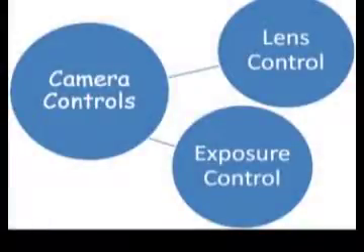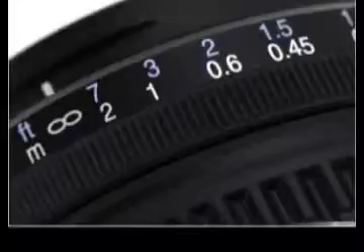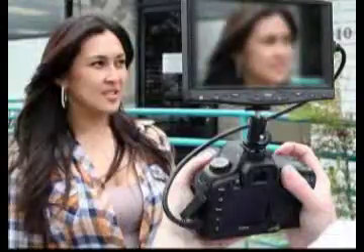Now, I will be talking about the camera controls. There are two types of camera controls which I have already explained. One is the lens control, the other is the exposure control. In the lens, the outer ring of the lens is the focusing ring, and by turning the focusing ring, we make the image sharp on the camera.